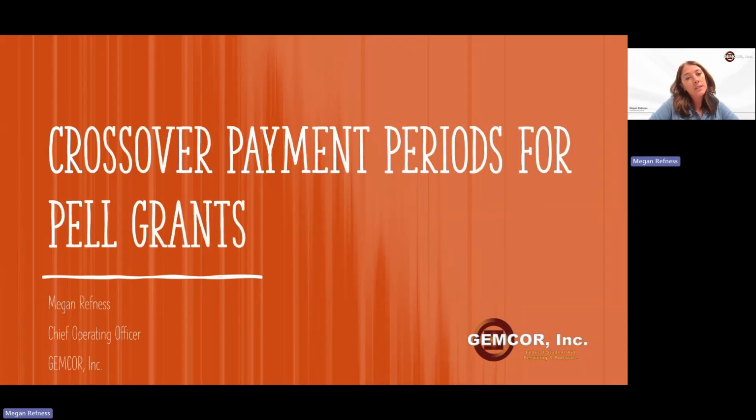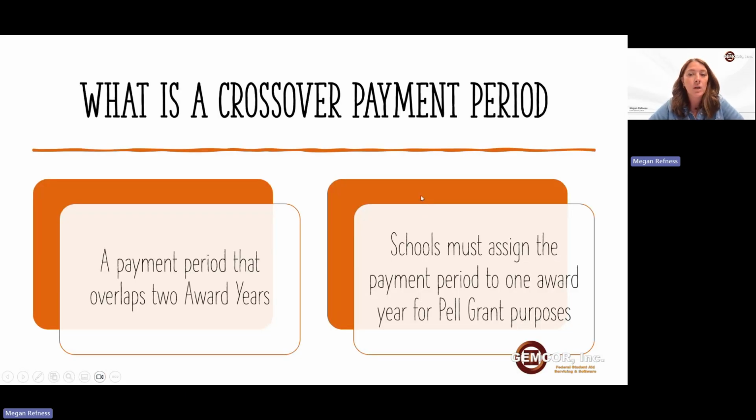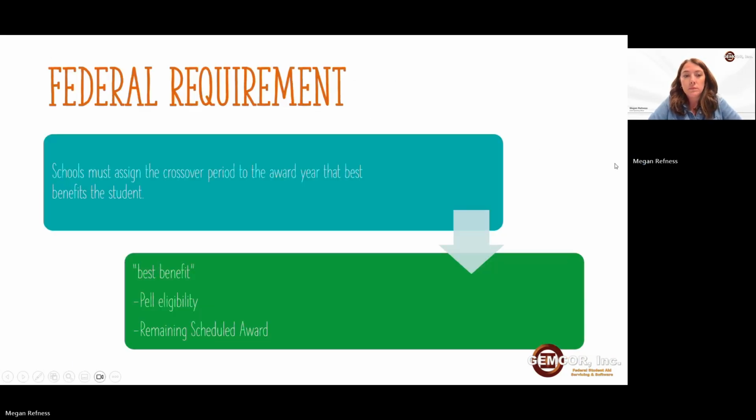As I said, the presentation today is regarding crossover payment periods for Pell Grant only. It is different for federal direct student loans, so today I'm just going to focus on Pell Grants. A crossover payment period is a payment period that overlaps 2 award years. Schools must assign the payment period to 1 award year for grant purposes. The federal requirement is that the school must assign the crossover period to the award year that's best for the student. So the best benefit would be like Pell eligibility.